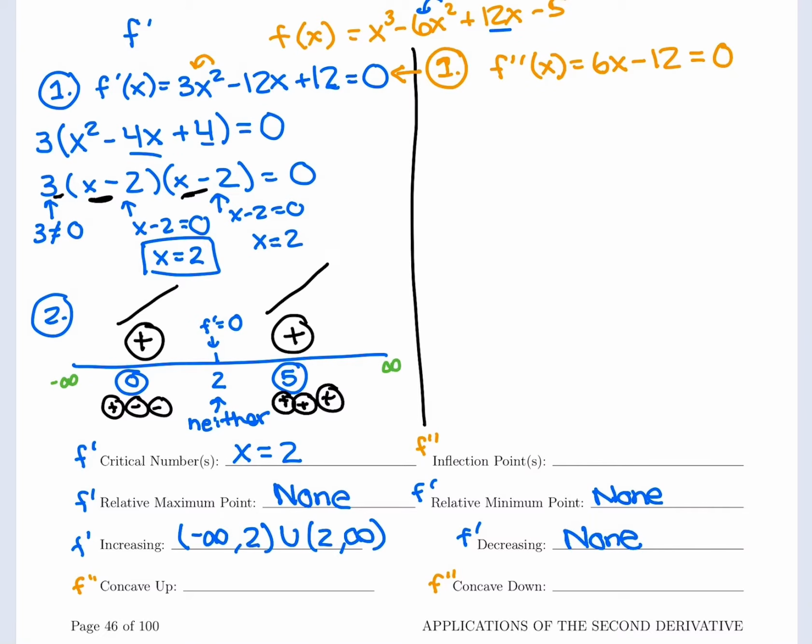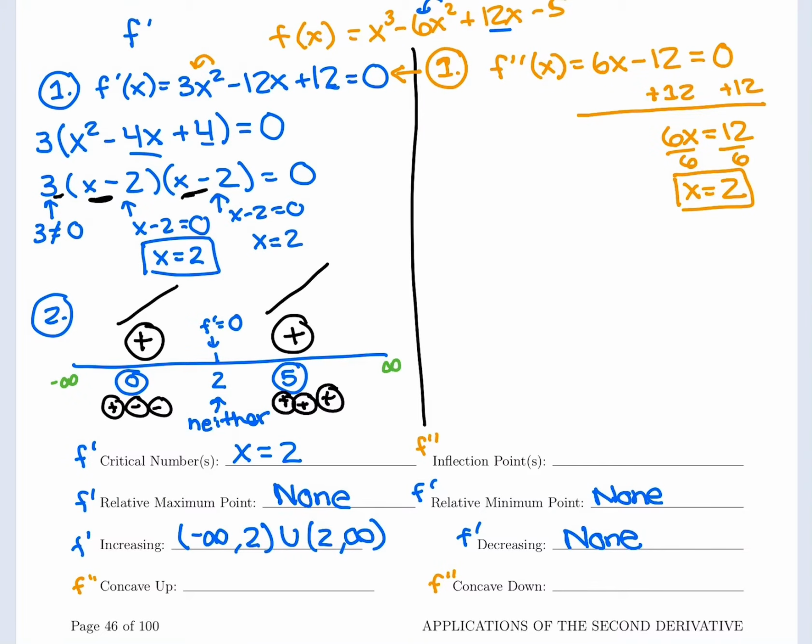Oh, this is why I love second derivatives. So much nicer than the first derivative. We don't have to factor. We have a linear equation. So all I have to do is add 12. There's no x squared, which tells me you don't have to factor. So I have 6x equals 12. And then I get to divide by 6. So x equals 12 divided by 6, which is 2.